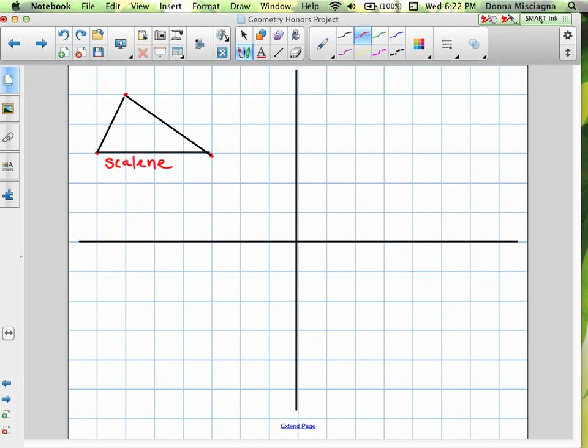So this is my scalene triangle, right? So then I want to graph a right triangle. Well, I think we have a right triangle, and there's the last one. A little hint. Just make sure you use a vertical line and a horizontal line, right?